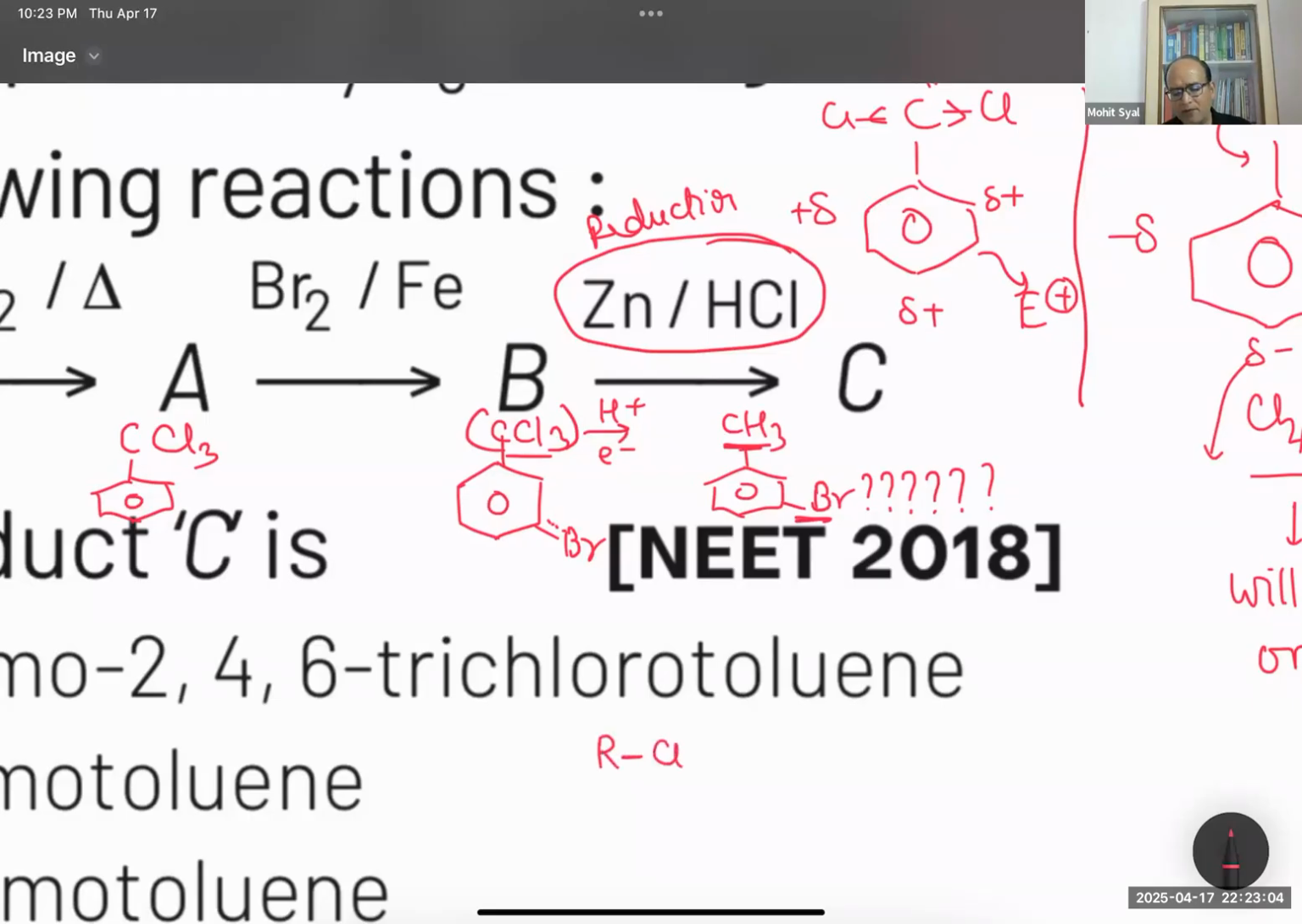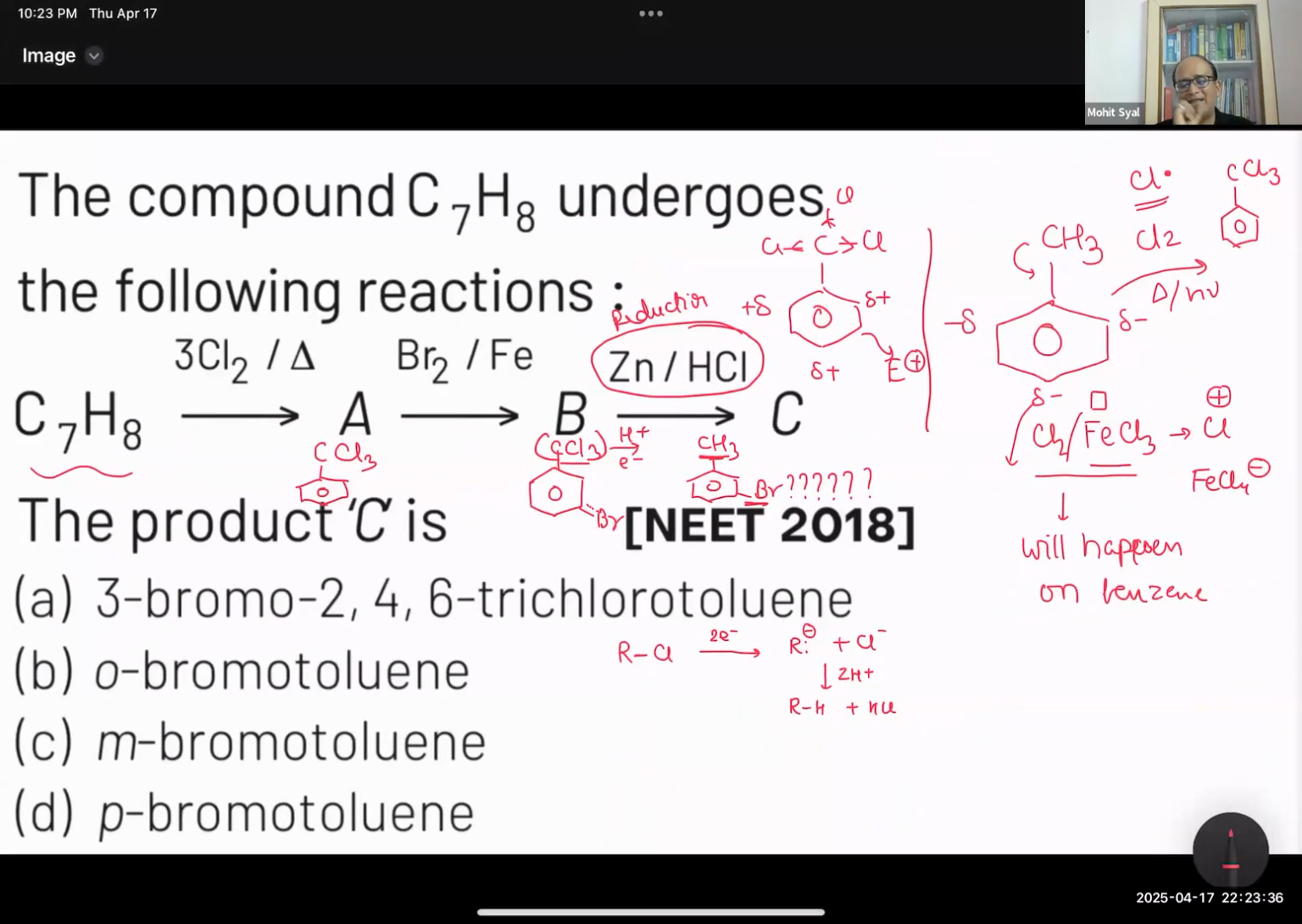But on the other hand, this chlorine is not directly connected to benzene. So you will get two electrons. Two electrons will make it R minus and Cl minus. And then you are going to react with HCl, which means 2H plus. This is the RH and HCl. So this is how all the three Cl were replaced by hydrogen one by one, but not the bromine, because of the resonance effect. Very clear, very good. It has partial double bond overlap with the benzene ring, so that makes it hard to remove that Br.